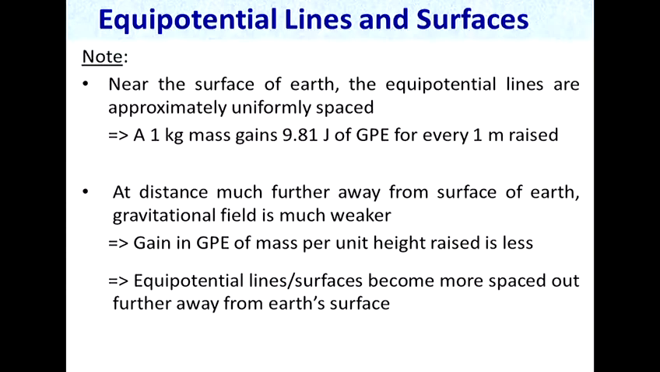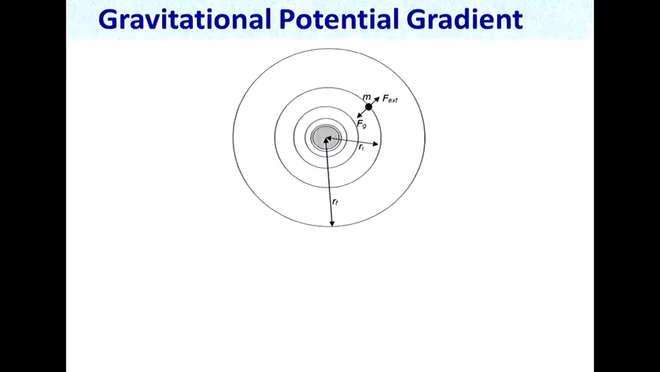So yeah, the field lines or the equipotential surfaces become more spaced out as you move further away from the surface of Earth. Okay, now we're going to talk about gravitational potential gradient.